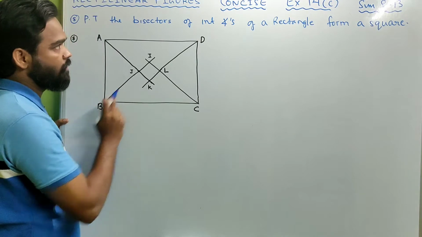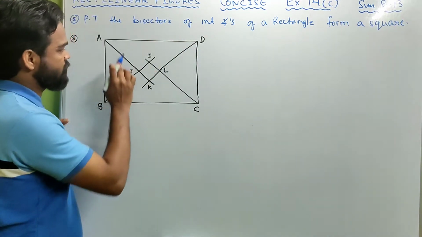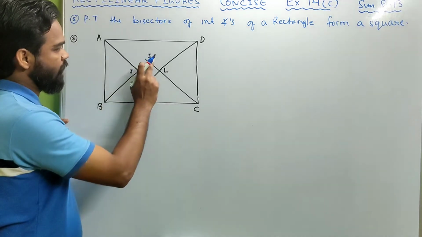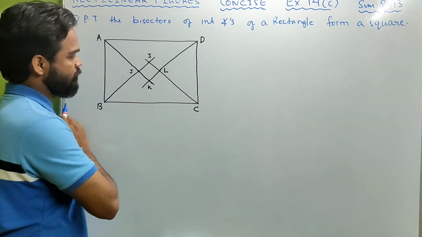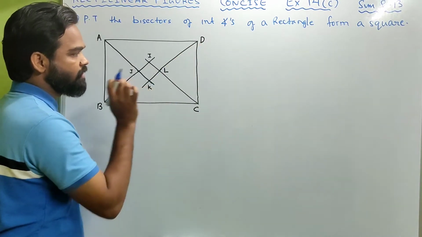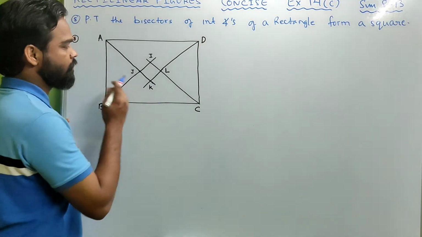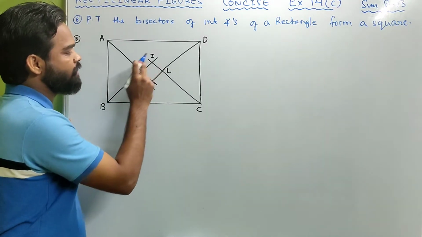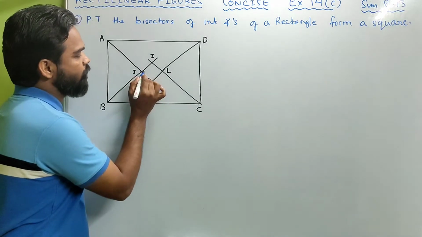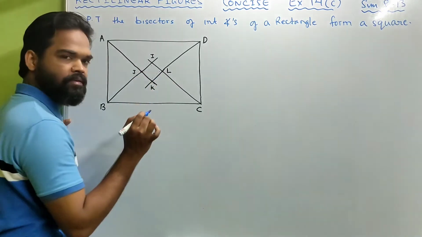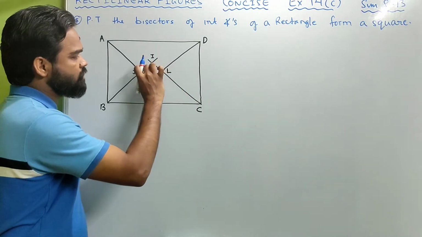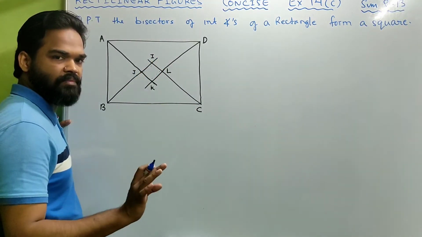The bisector of internal angles means suppose AK bisects angle A, BI bisects angle B, CI again bisects angle C, and DK bisects angle D. Okay, we need to prove that IJKL is a square. So for a square we need to prove that all the angles are 90 degree. Then it will become a rectangle. And if we can prove that the adjacent sides are equal, our work is done.